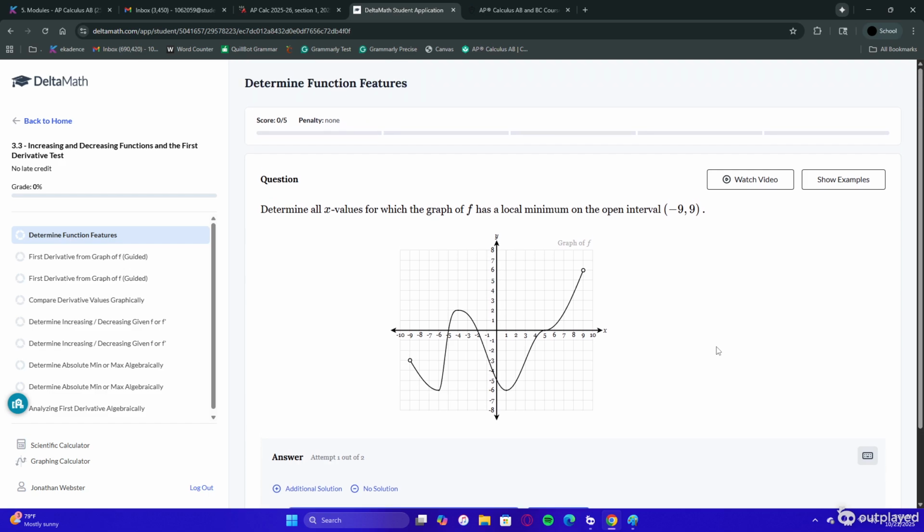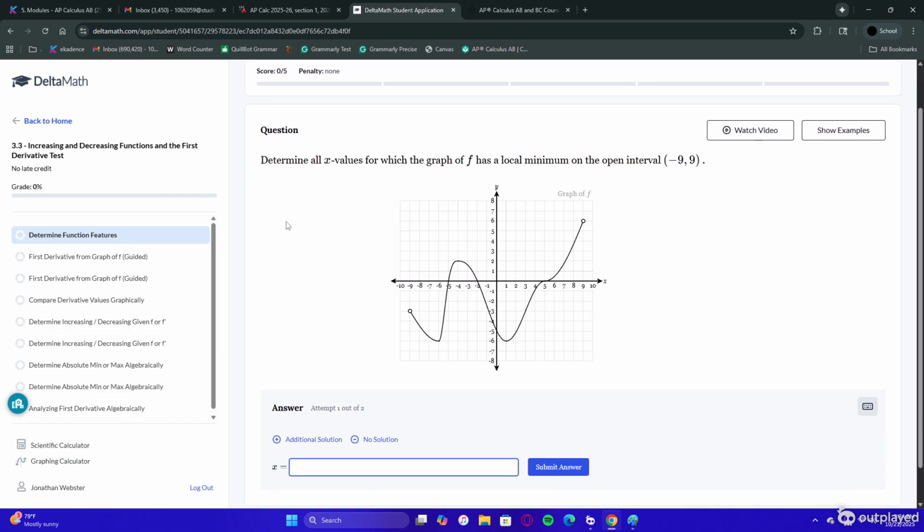Alright, so first we're going to do determining function features, where we determine all x values for which the graph of f has a local minimum on the open interval -9 to 9. So this graph, it's an open interval, and what we're asked to do here is determine all the x values for which this graph has a local minimum.